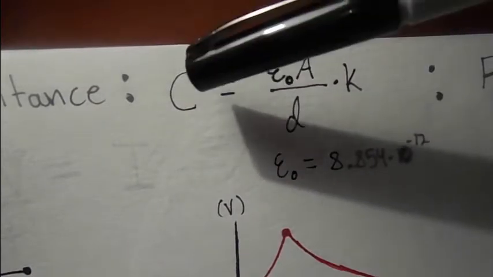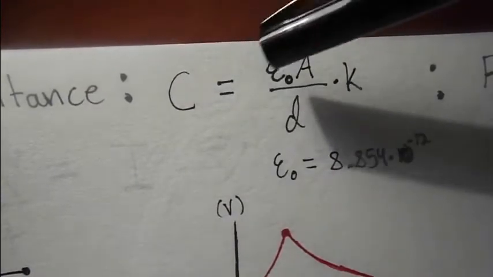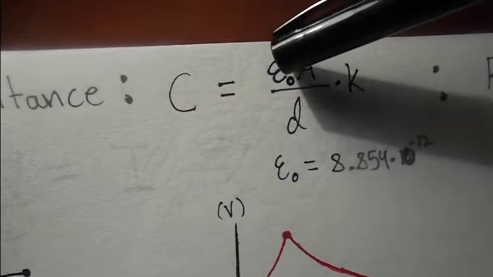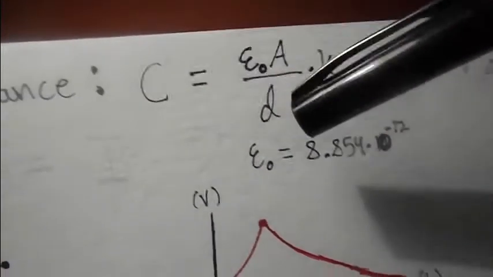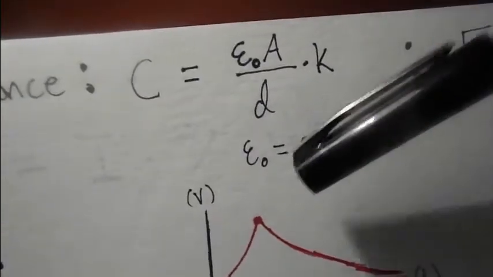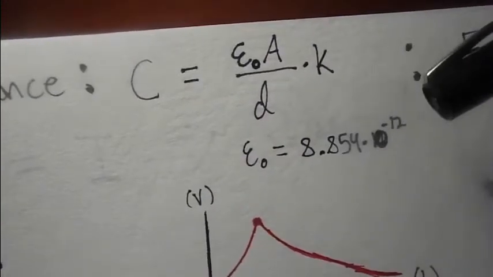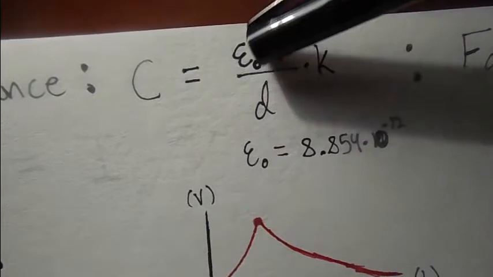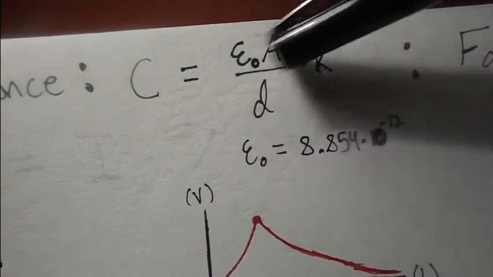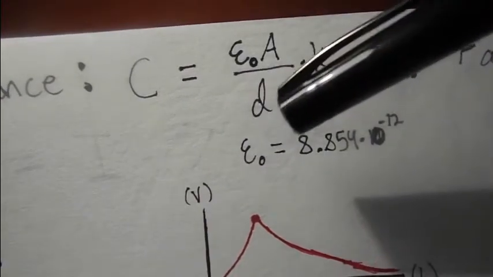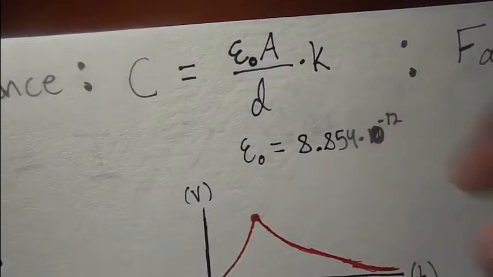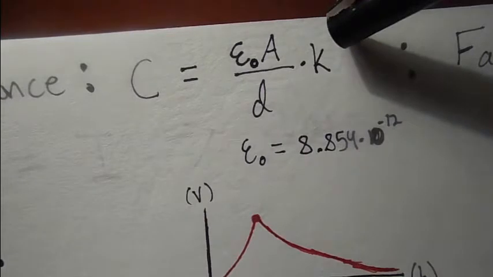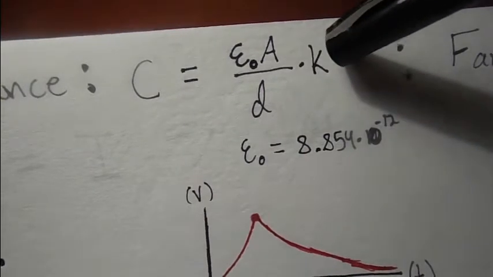We have capacitance is equal to the permittivity of a vacuum, which is 8.854 times 10 to the negative 12, times the area over the distance that these two surfaces are separated by, multiplied by the dielectric constant.